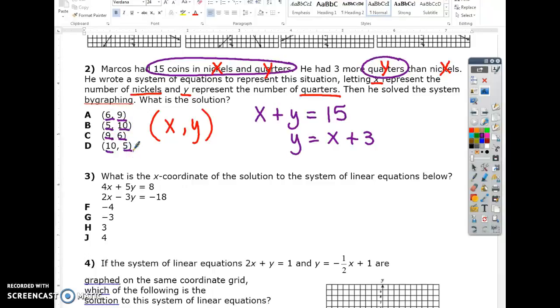Some of you already know the answer, and some of you don't because you don't pay attention when I'm talking. 3 more quarters than nickels. What's the answer? A, you have more quarters than nickels. By how many? By 3. Either way, let's say you didn't know that. We're going to use our equations to find it, okay?